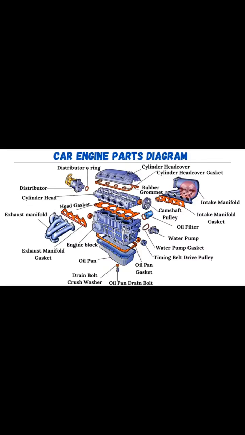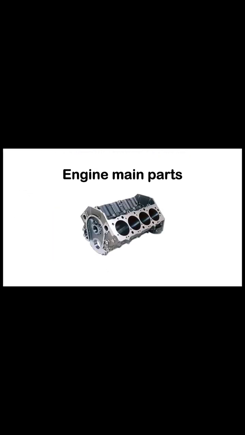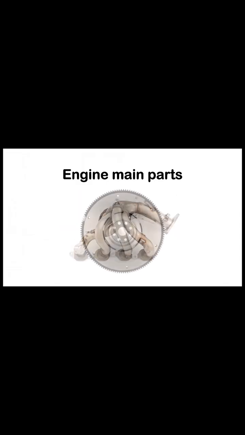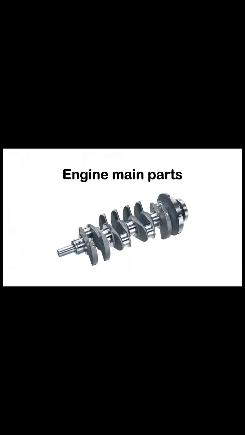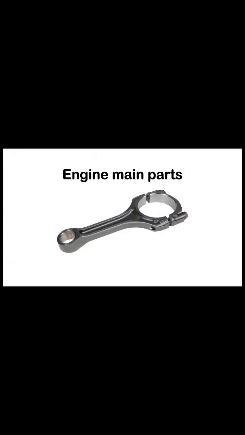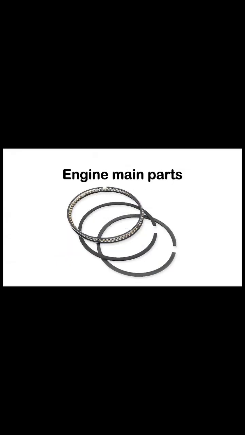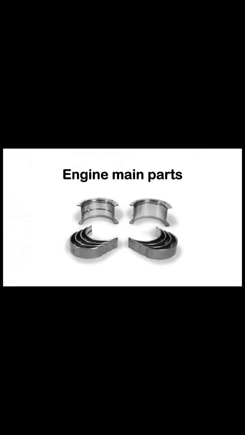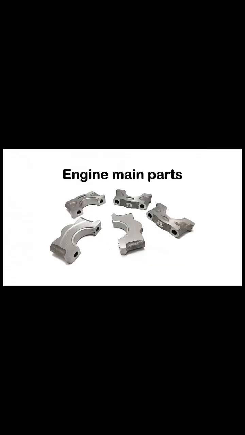Main parts of an internal combustion engine are cylinder block, cylinder head, gasket, manifold, flywheel, oil pan, crankshaft, camshaft, connecting rod, piston, piston ring, piston pin, valve, rod bearing, main bearing, and bearing caps. Let's start with the components and their functions, starting with the cylinder block.